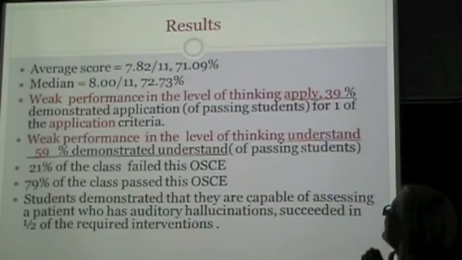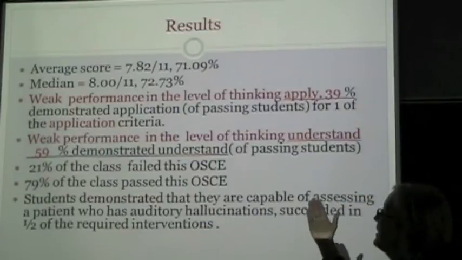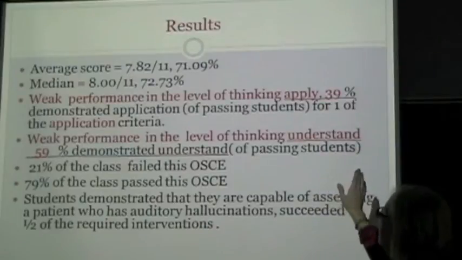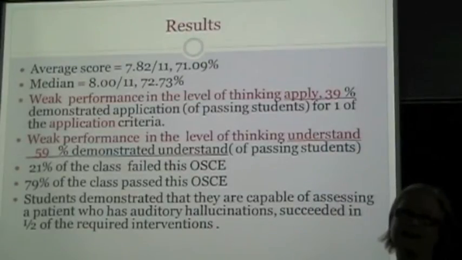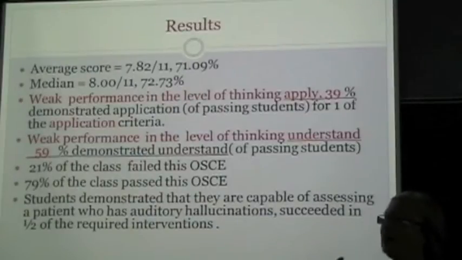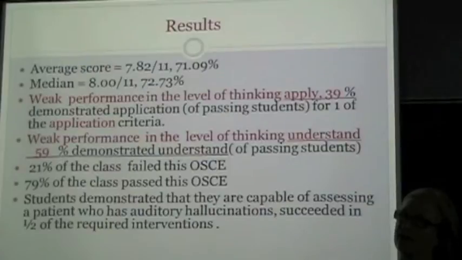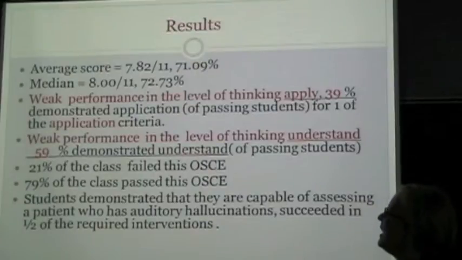Weak performance in the level of thinking, understand. So in fact, 59% of those that passed demonstrated the criteria which showed understanding. So we can see that both one of the criteria for application and one of the criteria for understanding were not achieved in the group that passed.